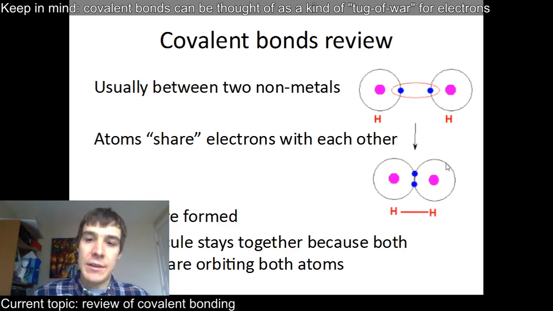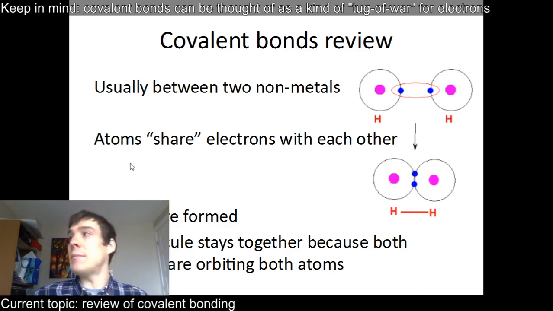And they will remain like this. They will stay bonded like this. They're stuck together. We represent that with this line. That line represents the 2 electrons in the bond. That's how covalent bonds are formed.